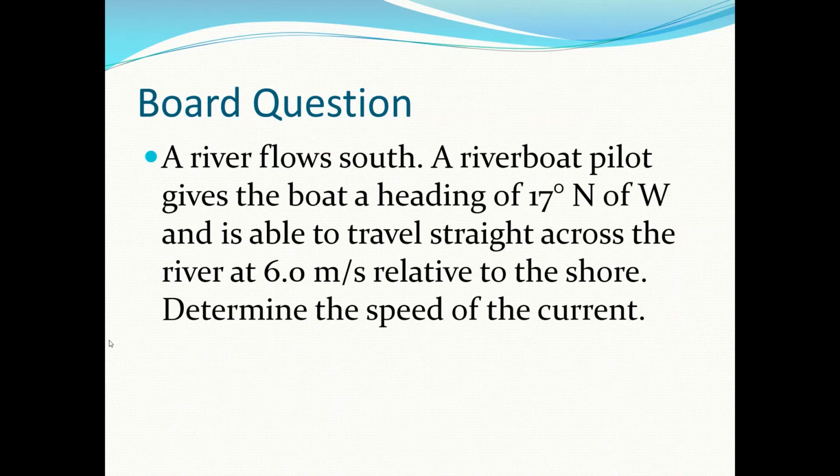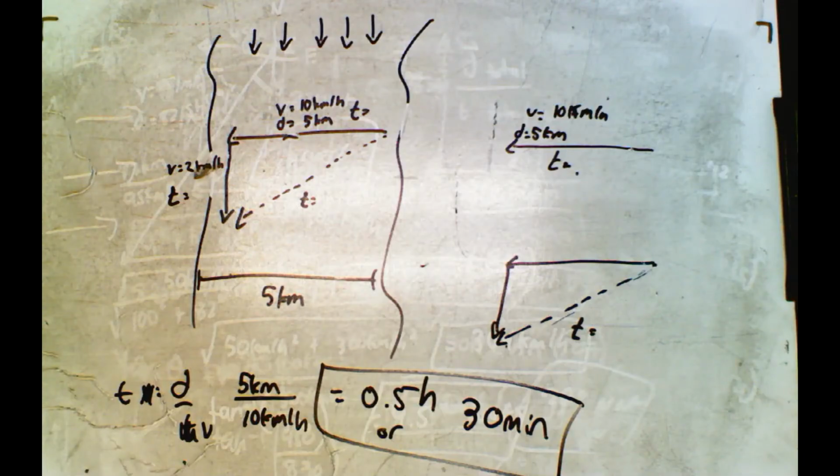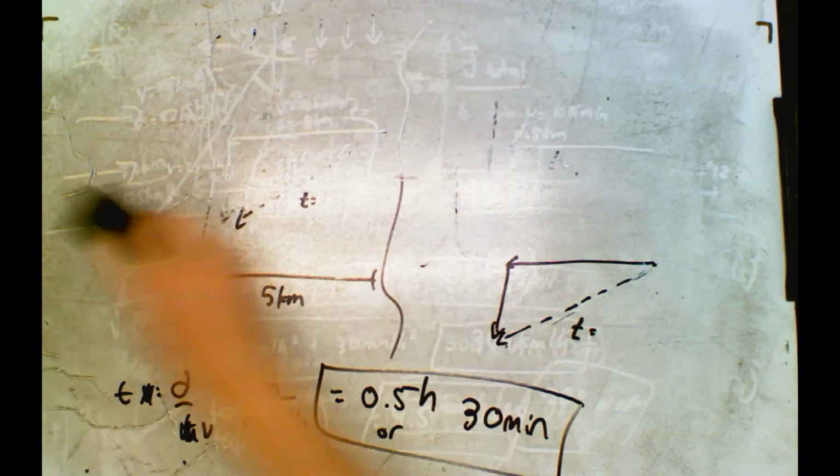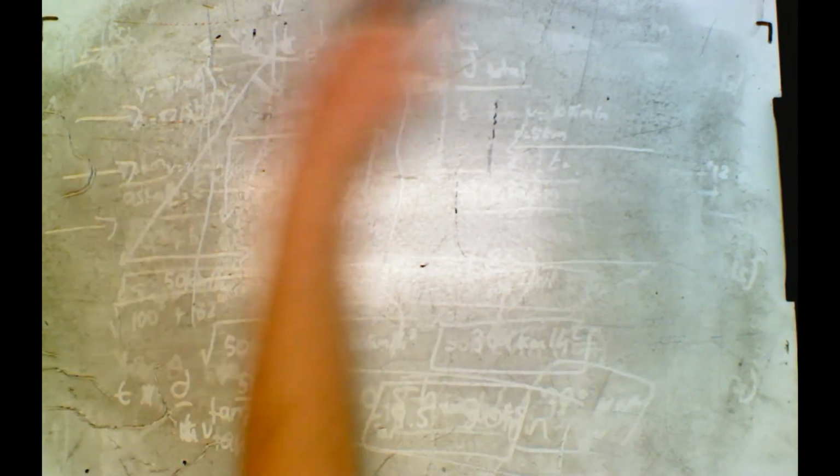So let's finish off this lesson with a board question. A river flows south. A riverboat pilot gives the boat a heading of 17 degrees north of west and is able to travel straight across the river at 6 meters per second relative to the shore. Determine the speed of the current. So pause the video, try it on your own, see if you can do it, and I'll go through it right now. So it sounds to me like this riverboat pilot is compensating.